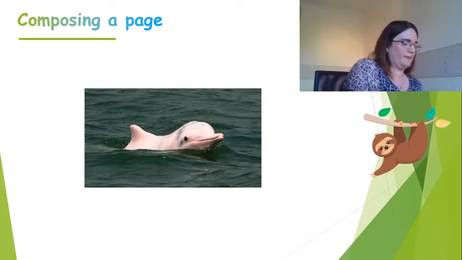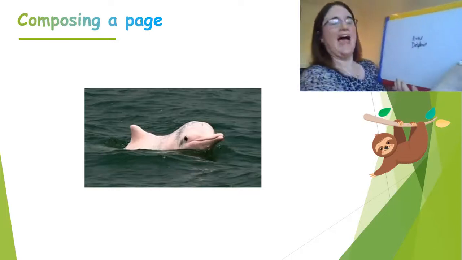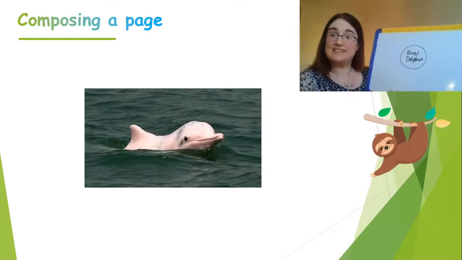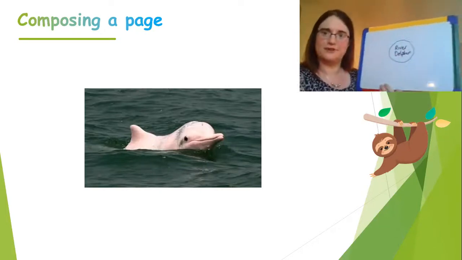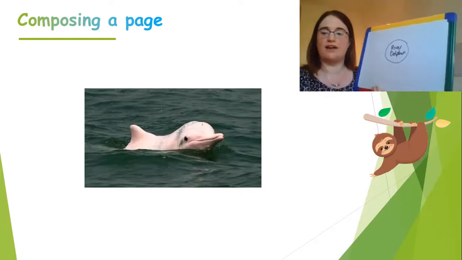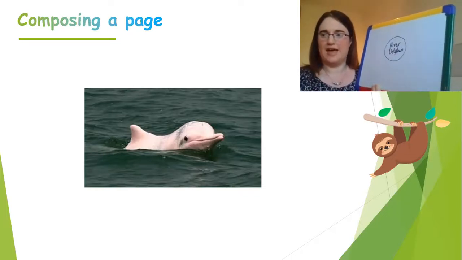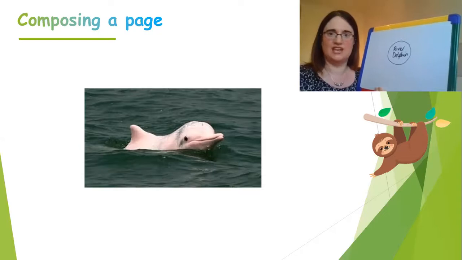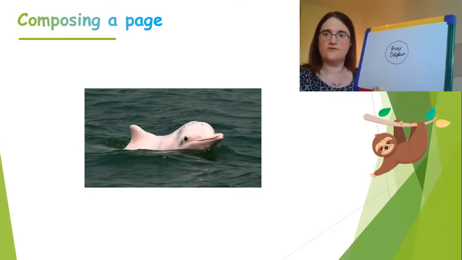Okay. In the middle of my page. And now I want to think of some expanded noun phrases. So we're back to expanded noun phrases now. So I want to think of some expanded noun phrases to describe the dolphin. Okay, now this dolphin is really quite a clever animal. So he's very intelligent. Dolphins are really known for their intelligence.